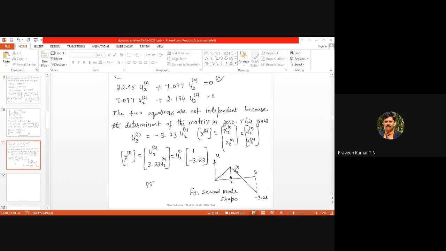Then by using mx double dot plus kx is equal to 0, we have a characteristic equation or eigenvalue equation, which you have written as a minus lambda into b is equal to 0. That's the characteristic equation. In vibration, a is replaced by k, lambda is nothing but omega square, and b is nothing but the mass matrix. Once we know the global stiffness matrix, then we require the global mass matrix. Once you substitute k minus lambda into m, we get the value of lambda.